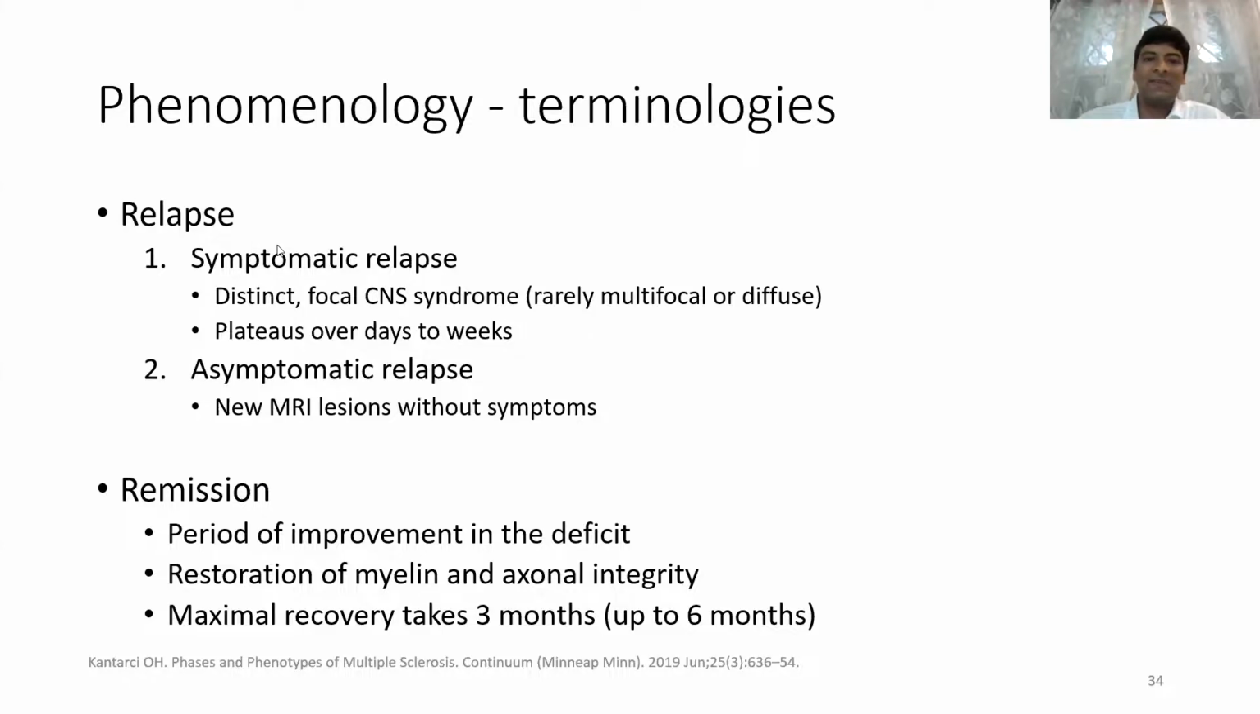Okay, what is meant by relapse? Relapse is either symptomatic or asymptomatic. Symptomatic relapses is a new distinct focal CNS syndrome. Very rarely it can be multifocal. It follows a typical pattern of a demyelination, occurs over days, plateaus, and recovers gradually over a few months, about 3 months or so. But even without symptoms, a relapse can be diagnosed by MRI alone. So a new MRI lesion without symptoms is an asymptomatic relapse. Okay, so this is the terminology relapse, and remission is a period of improvement of remyelination.